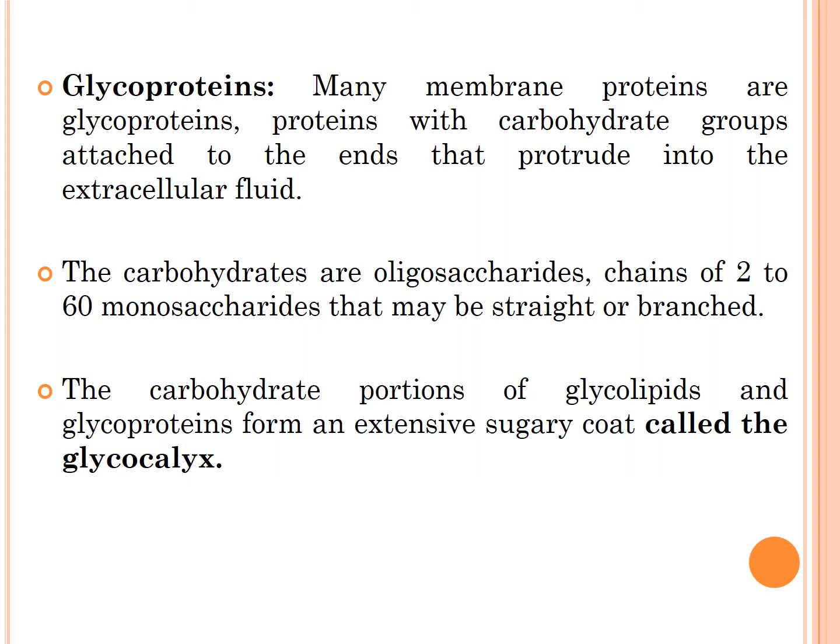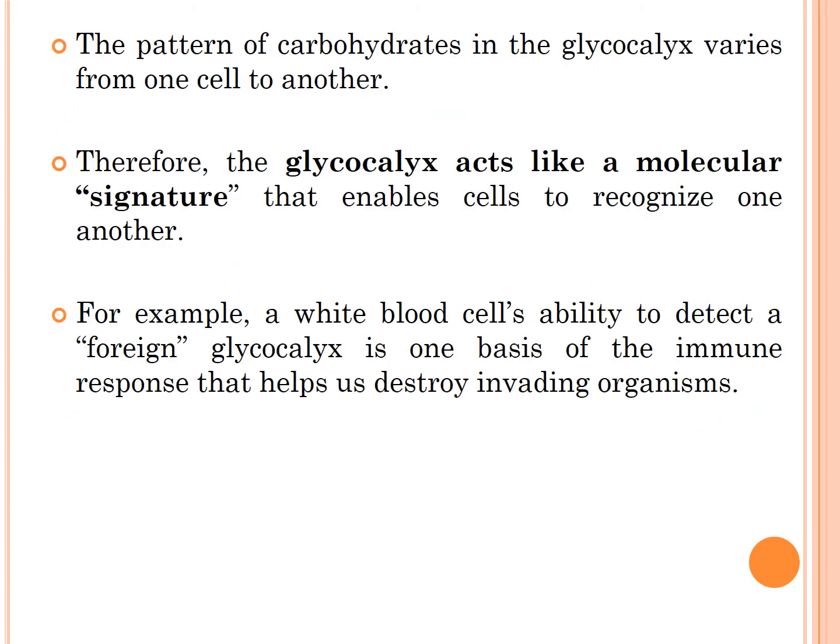The carbohydrate portions of the glycolipids and glycoproteins form an extensive sugary coat, known as glycocalyx. What is glycocalyx? It is a thin carbohydrate layer, an extensive sugary coat on the cell membrane. The pattern of carbohydrate in glycocalyx varies from one cell to another. It is different from cell to cell, so glycocalyx is known as the signature of the cell.